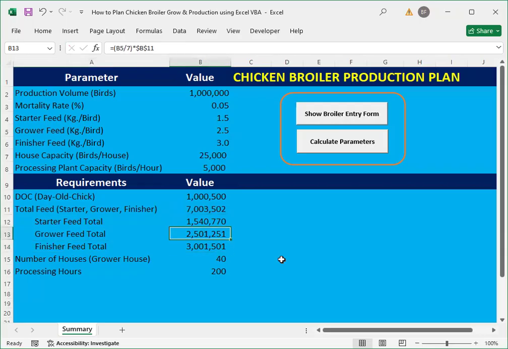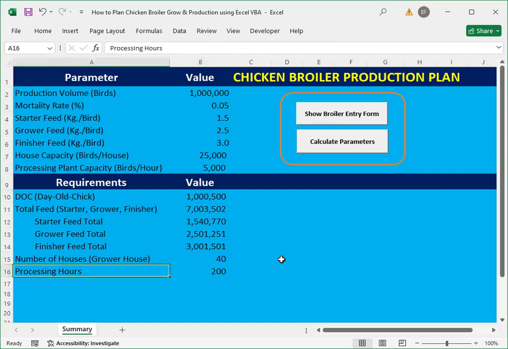And then, okay, we got 1.5 million kilograms of starter feed, 2.5 million of grower feed, and finisher feed of 3 million. Then the number of houses to grow our DOC and become broiler chicken. The number of houses is 40. Each house will occupy 25,000 birds. This is birds per house. Therefore, to grow the target of 1 million, with 1,500,000 DOC, we need 40 houses.